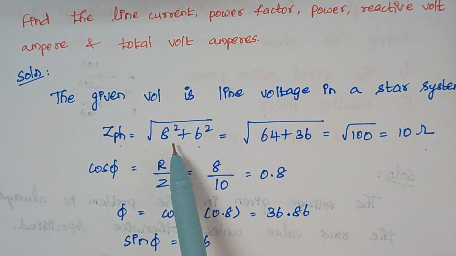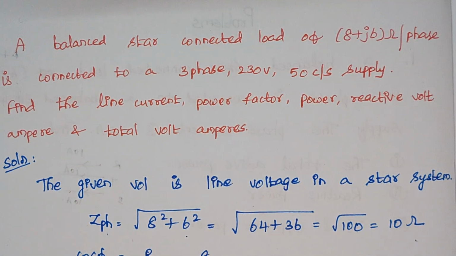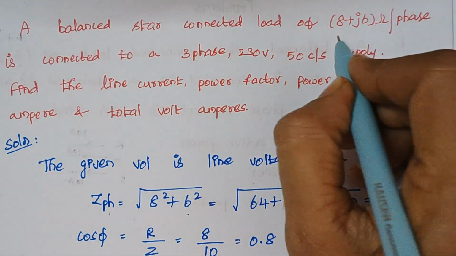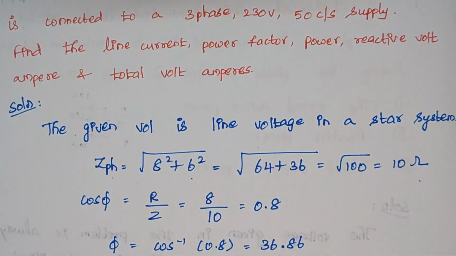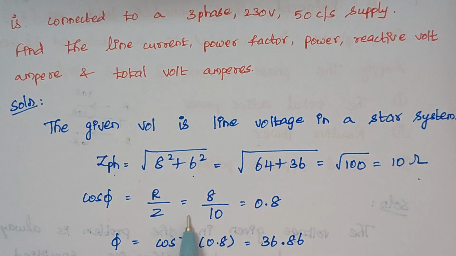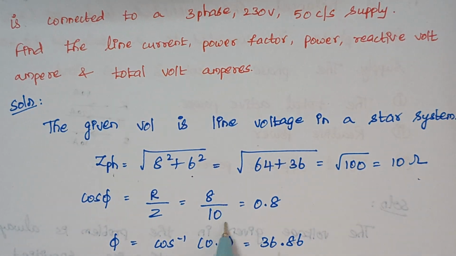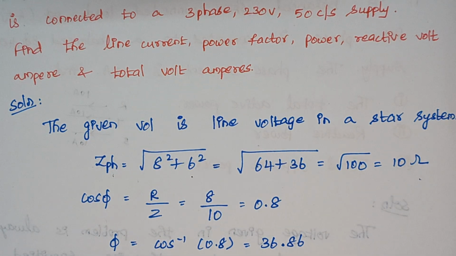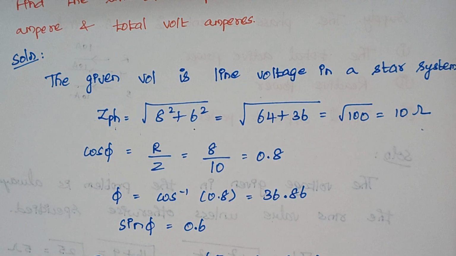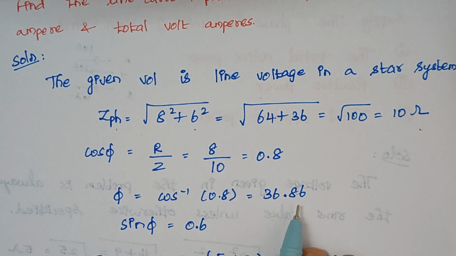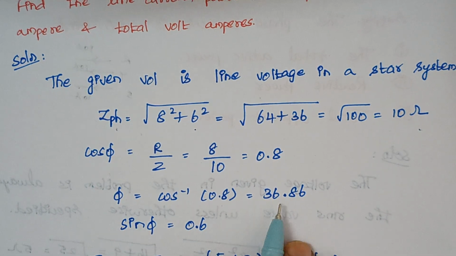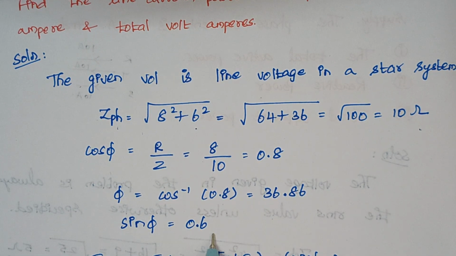So the value of R is 8, because here it is 8 + j6. This 8 stands for R and this 6 stands for XL. So R is 8 and Z is 10, so 8 by 10 gives you 0.8. Again find out the value of sin phi. Phi is nothing but cos inverse of 0.8, which is 36.86. So sine of 36.86 is 0.6.